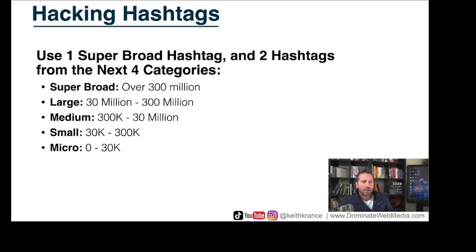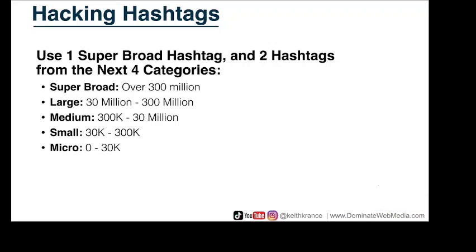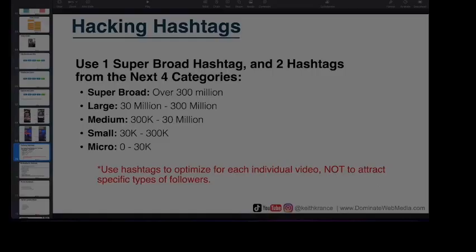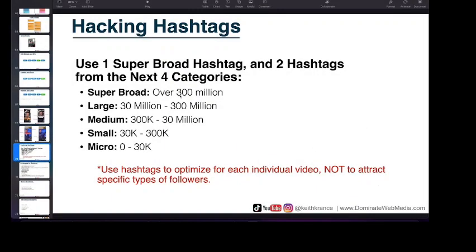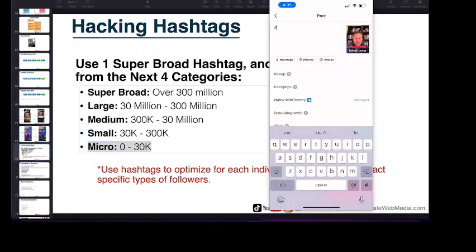So for example, you'll do a video and you might use one of the super broad hashtags, which is maybe over 300 million. I probably need to adjust these, to be honest with you, but typically I'll use one this big and then 2 hashtags from each of the next 4 categories. So I might have 2 at this level, this level, this level, and this level. For example, let's go to sleep tips. Sleep tips has 172 million. That's pretty big. In my case, it's large. So we're going to use sleep tips.